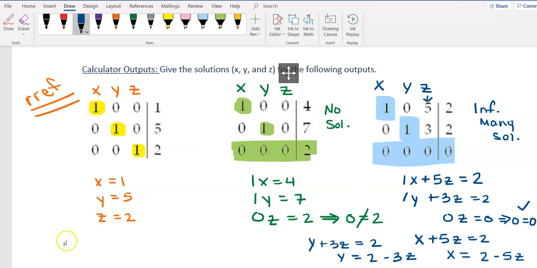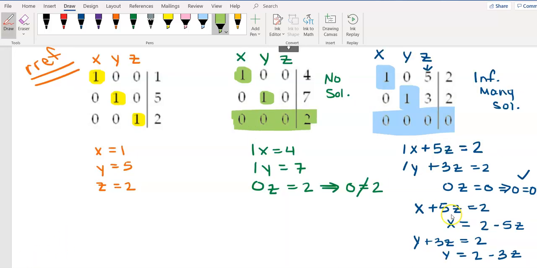So hopefully that will help you with your MyLabs Plus. So when you're giving your answer for this one, it is going to be infinitely many. Your x value would be this new expression, 2 minus 5z, because you subtracted over the 5z and solved for x. And your y would be y is equal to 2 minus 3z, because you subtracted over your 3z. So this would be your x and your y values. Your z, of course, could be any number. So I'm going to go ahead and write that. Z equals any number. And that would be how you would write that for infinitely many.